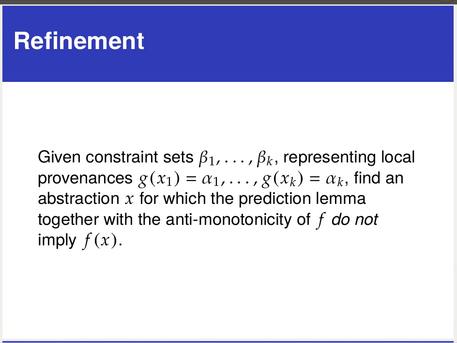So using these constraint sets, we look at the search space, we prune out everything that we can using the prediction lemma and the anti-monotonicity of f, and then we want to pick some abstraction from what remains of the space, from the abstractions that remain after we carved this out according to the prediction lemma and anti-monotonicity. And out of the abstractions that remain, we will pick one that is cheapest in terms of some heuristic cost. And that's why this turns out to be an optimization problem, which is naturally expressed as a max-sat problem.